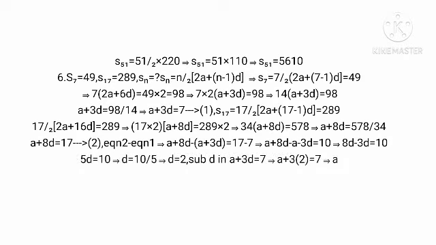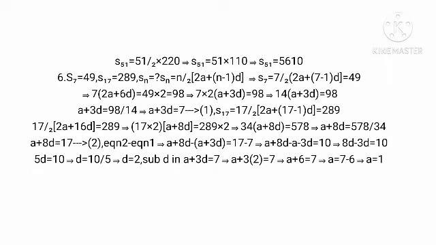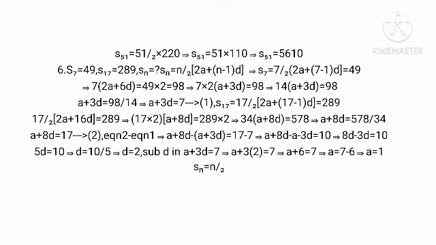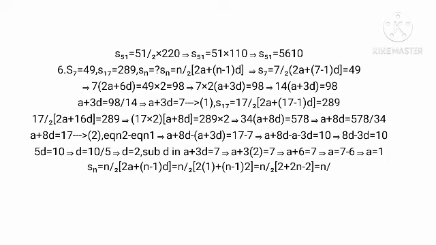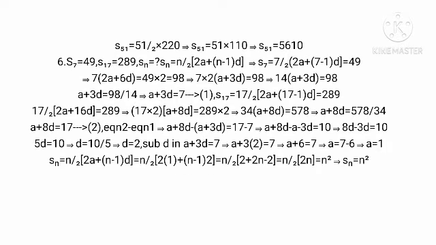Substitute d in a plus 3d, that is equal to 7, implies a plus 3 into d, which is 2, is equal to 7, implies a plus 6 is equal to 7, a is equal to 7 minus 6, implies a is equal to 1. Then Sn is equal to n by 2 into 2a plus n minus 1 into d. Sn we have to find: n by 2 into 2 into 1 plus n minus 1 into 2 is equal to n by 2 into 2 plus 2n minus 2 is equal to n by 2 into 2n. 2 cancels, that is n square. Sn is equal to n square.